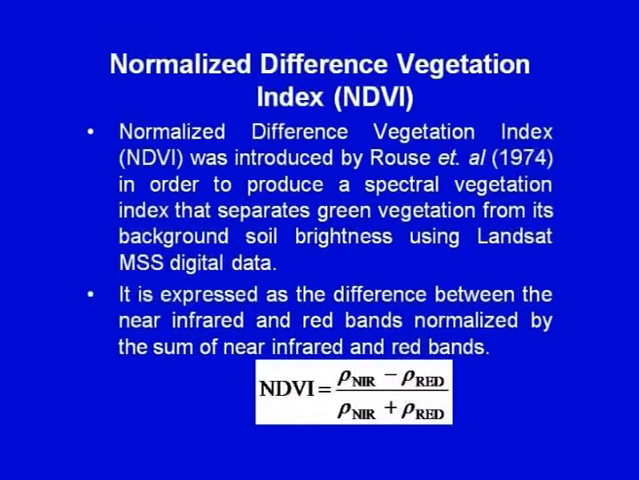The next slope based ratio index is the normalized difference vegetation index, commonly known as NDVI.